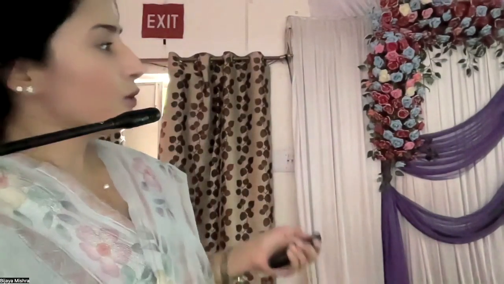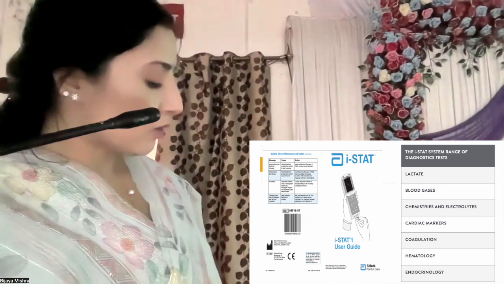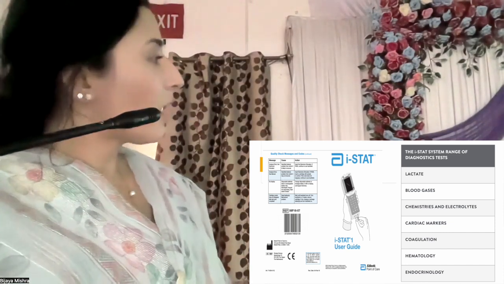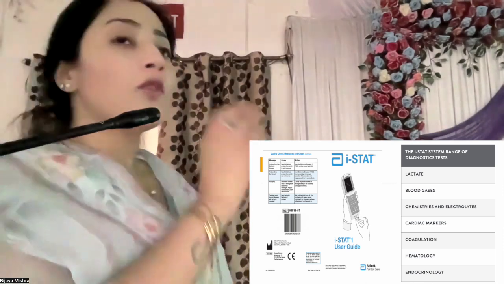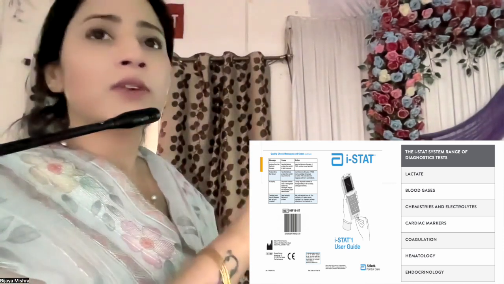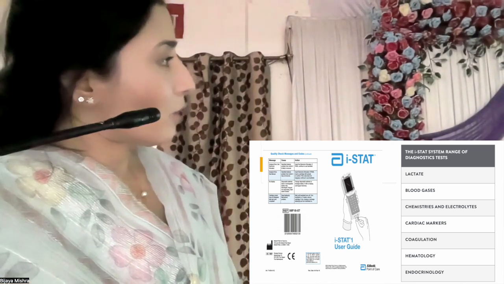So that is one thing that we need to keep in mind: the manufacturer leaflet, or the MIFU, should always be read before use. This is where all the details are given for every POCT device, and everyone who is using a POCT device should go through these MIFU leaflets or packages.